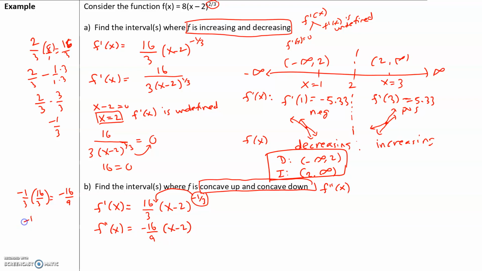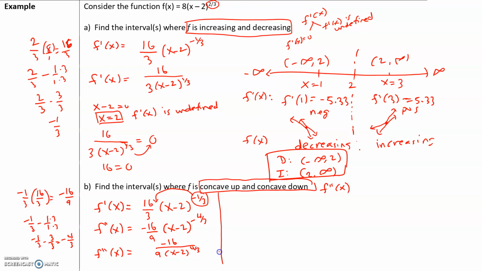Then we take this negative 1/3 and we subtract 1 from it. If you get a common denominator, this is like 3 over 3. This gives us negative 4/3. So the exponent here is going to be negative 4/3. And we don't want to leave a negative exponent, as we know. So our second derivative has negative 16 on the numerator. In the denominator, we have 9, and then this moves to the denominator, so it becomes x minus 2 to the positive 4/3. This is our second derivative.